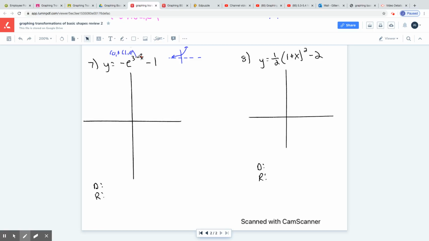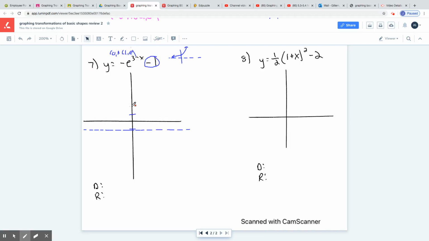We have a horizontal flip, which means we're going to be going this way, and that way, sorry. And we are moving it to the right 3 and down 1. So we have all 4 types of transformations here. All right, this is going to be our horizontal asymptote.